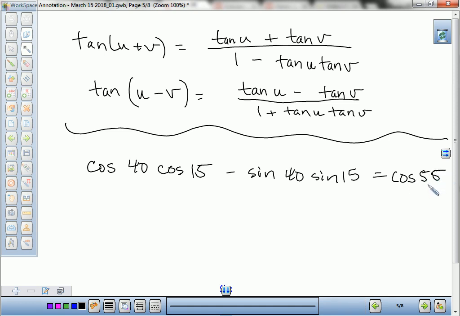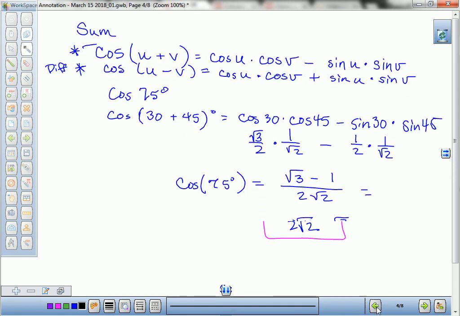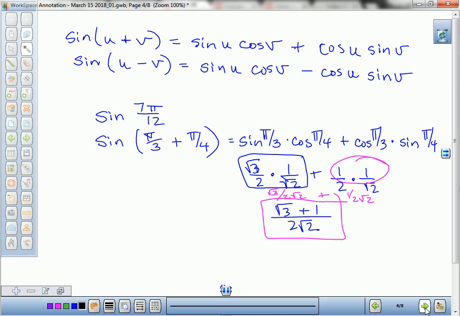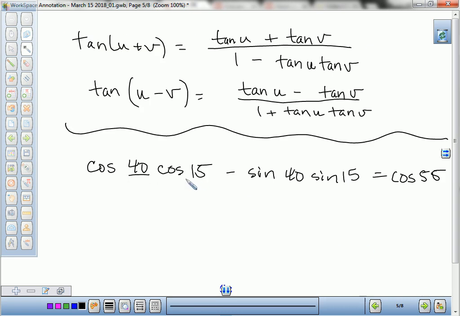How do you do that? You look at the pattern. So it's cosine, cosine minus sine, sine. Which one of these did cosine, cosine minus sine, sine? That's a sum with cosine. So what you do is you take the 2 angles and add them, and just write it as cosine of 40 plus 15, and that yields cosine of 55. Does that make sense?